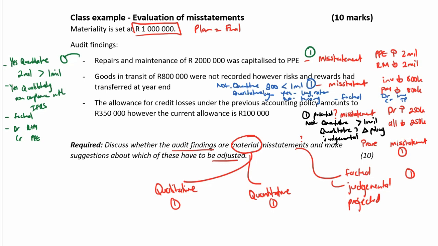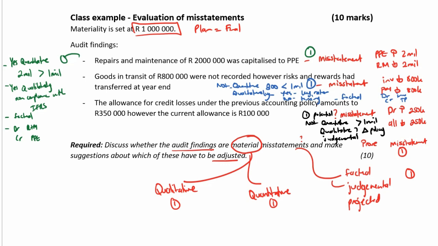The allowance for credit loss is based on their own policy. There's no actual fact to determining this. And so, if I don't believe there's a misstatement, I'm going to say there's no journal or adjustment required. But if I do believe it is, then I'm going to give the adjustment. Credit debtors, debit the allowance for credit losses by 250.